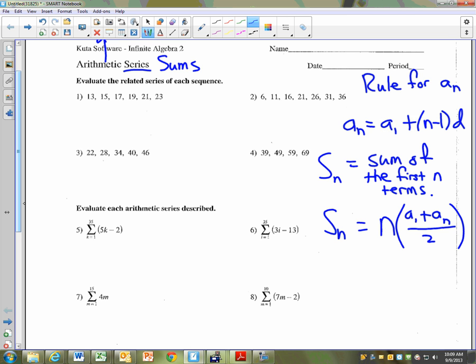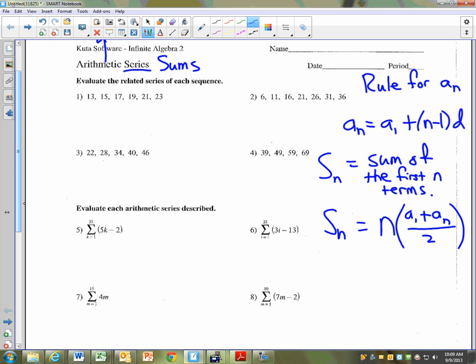What was I thinking? Okay, so I understand that you could take number one and add it up probably pretty quickly on a calculator, but just suppose that there were 100 terms. That would be much more complicated, wouldn't it? We can add this up very quickly. It says evaluate the related series of each sequence. So this is currently written as a sequence. The series would be it all added up together.